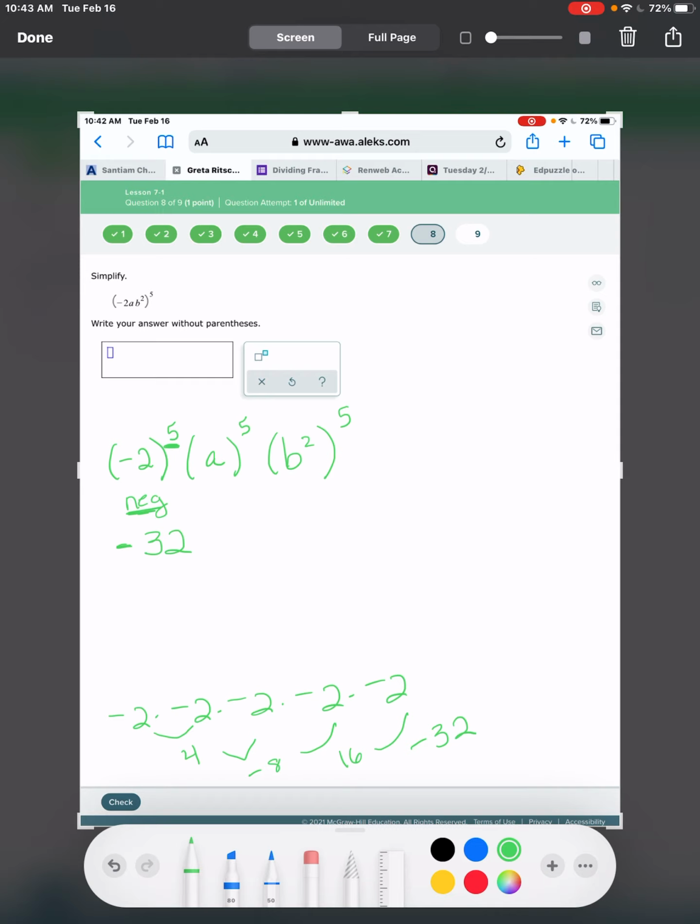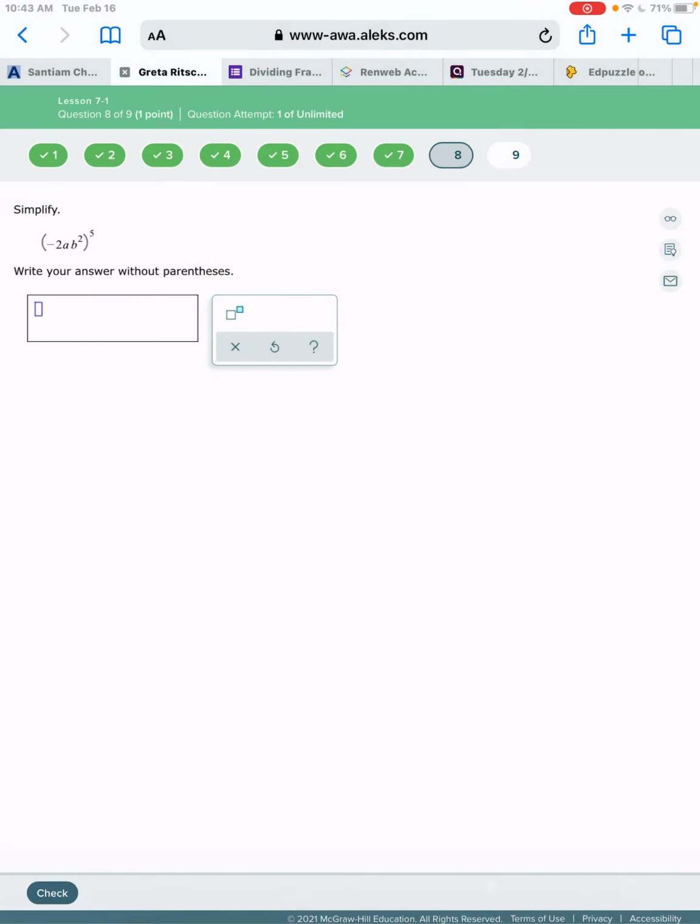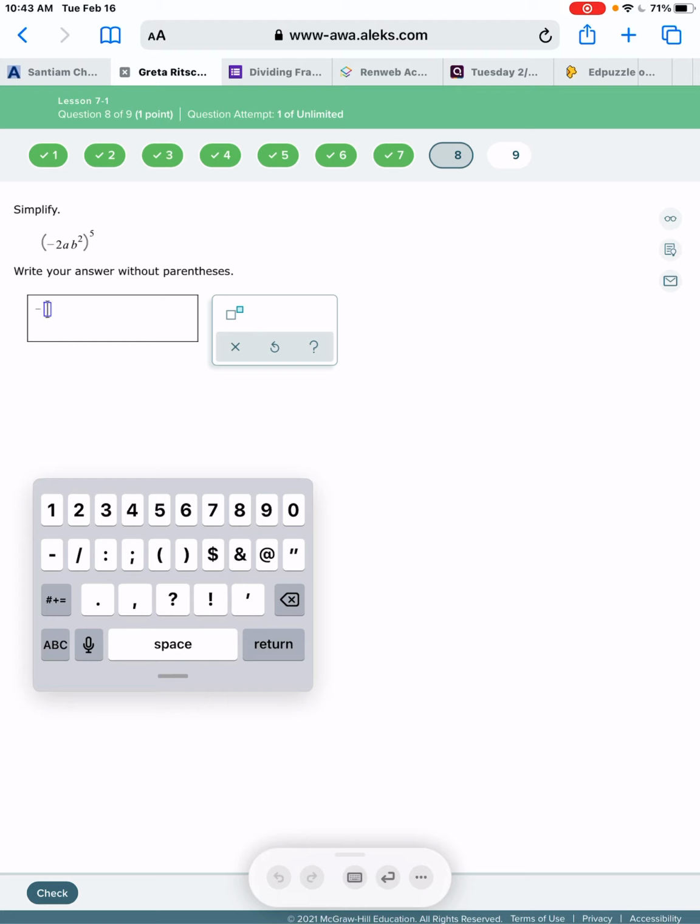Okay, a to the 5th is fine the way it is, but b squared 5 times in a row is going to give me b to the 2 times 5, which is b to the 10th. So I have negative 32, a to the 5th, b to the 10th. Let's see if I can do that. Negative 32, a to the 5th, b to the 10th.